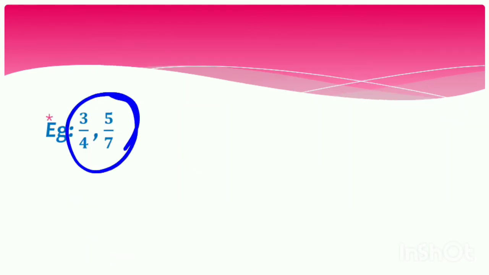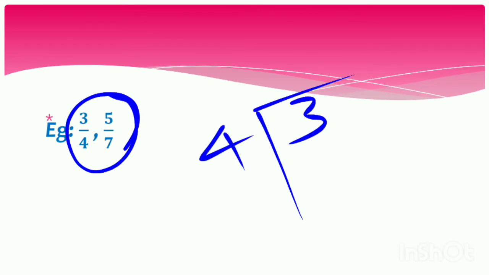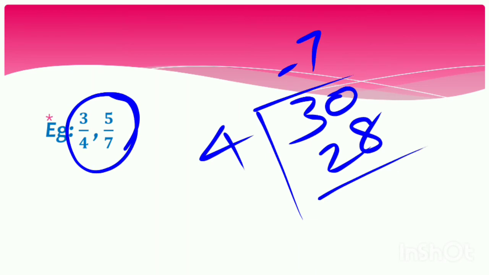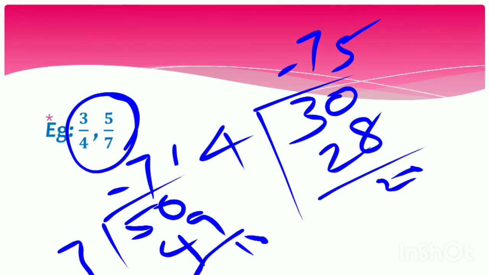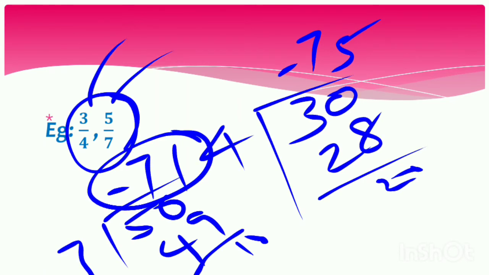3 by 4, 5 by 7. 3 by 4, what will you get? 0.75, whereas 5 by 7: 49, balance 1, 10, so 7, 1 times. So we are getting 5 by 7 as 0.71 and 3 by 4 as 0.75. What does it mean?